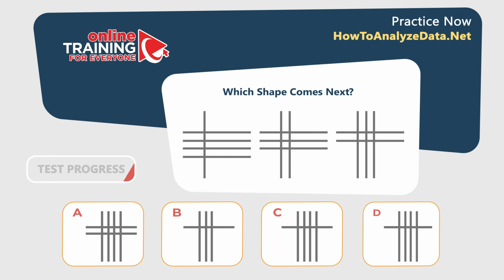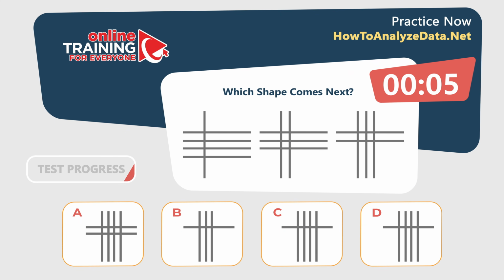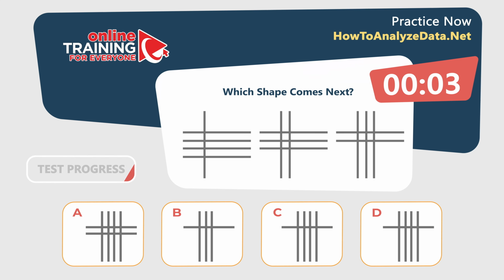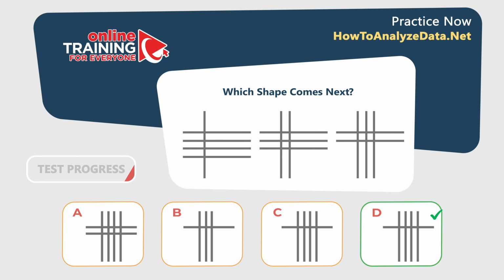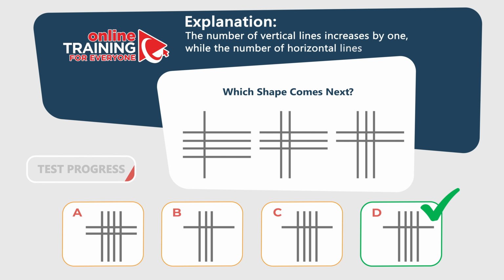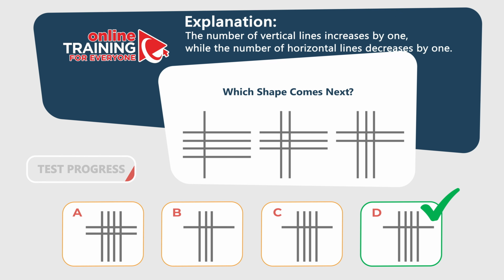Which shape comes next? Your choices for the answers are A, B, C, or D. The correct answer is choice D, and here's why. The number of vertical lines increases by 1, while the number of horizontal lines decreases by 1.